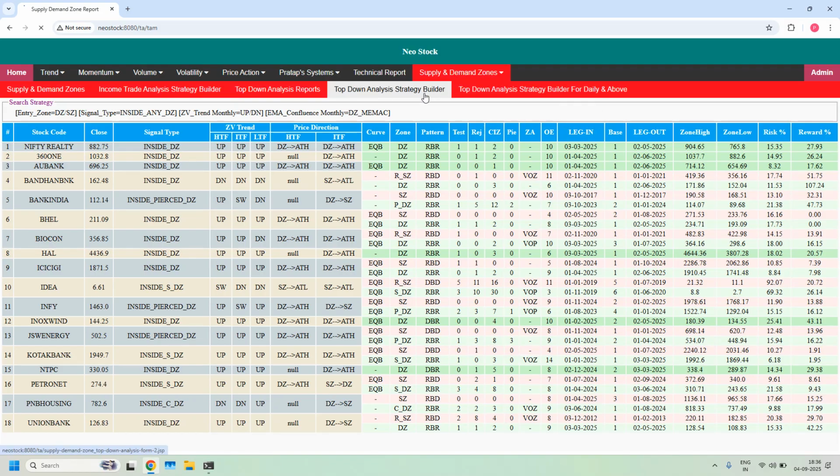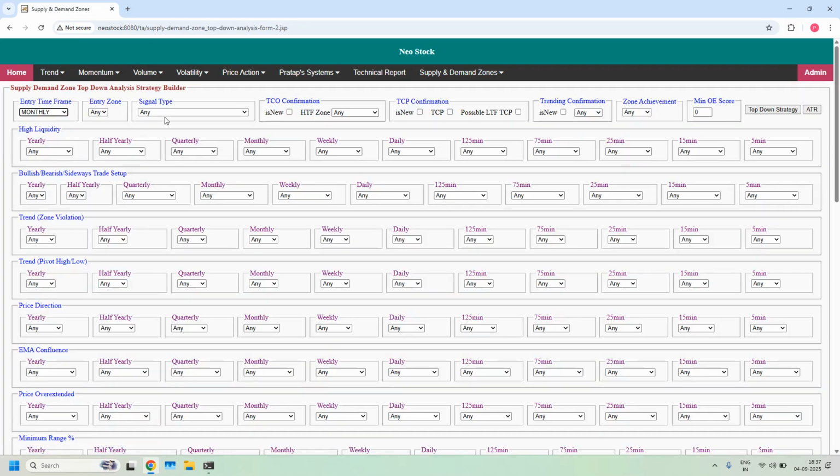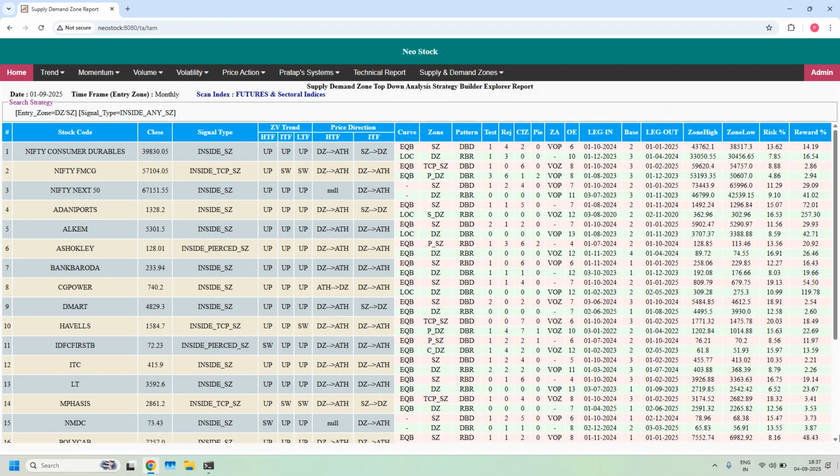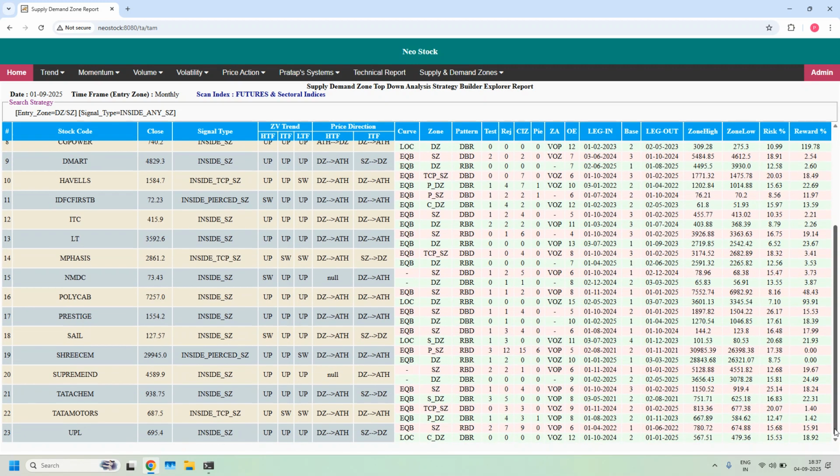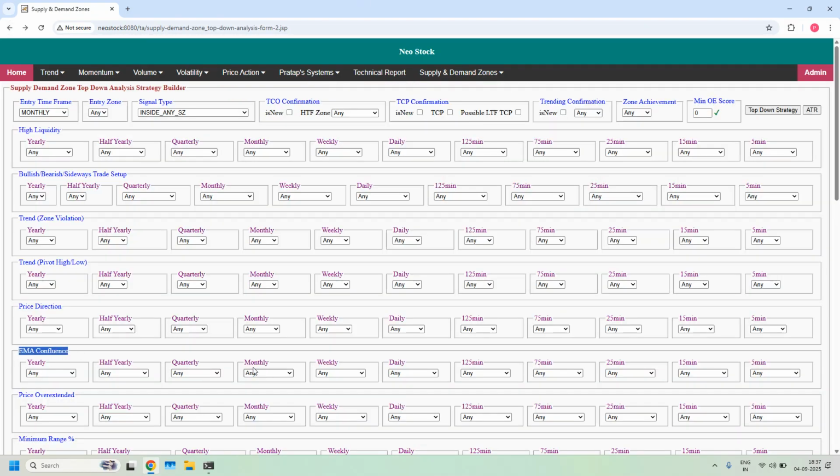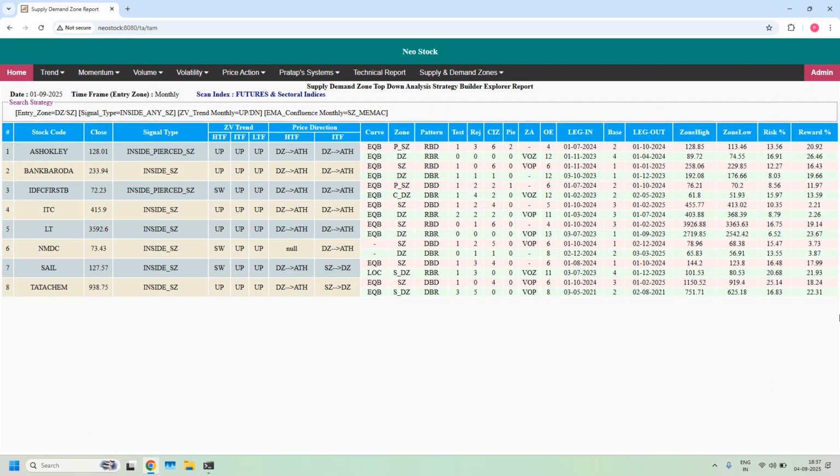Next, price closed inside the monthly supply zone. First 15 stocks in the list. Scrolling the list down. Total 23 stocks. We can further filter based on the monthly supply zone having monthly EMA confluence, and also the trend on the monthly should not be sideways. We got 8 stocks.